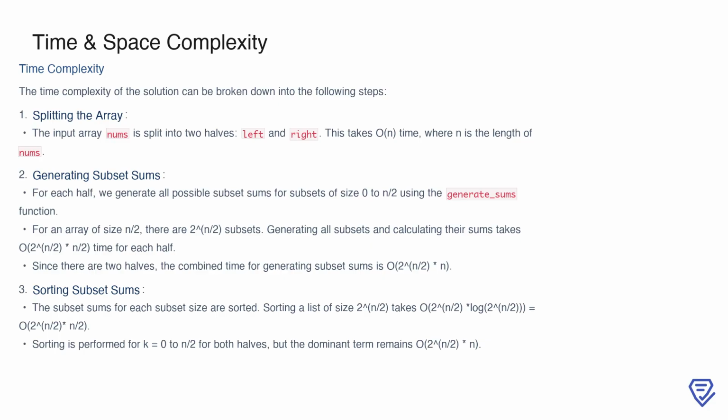Additionally, the subset sums are sorted for each subset size. Sorting a list of size 2^(n/2) takes O(2^(n/2) * log 2^(n/2)), which simplifies to O(2^(n/2) * n/2). Even though sorting is repeated for all subset sizes, the dominant term remains O(2^(n/2) * n).